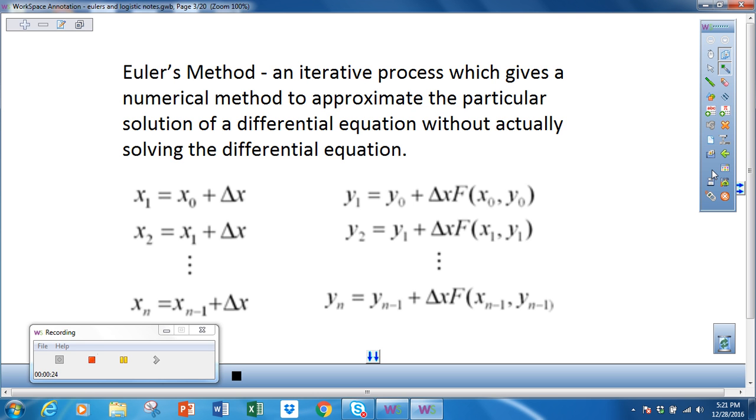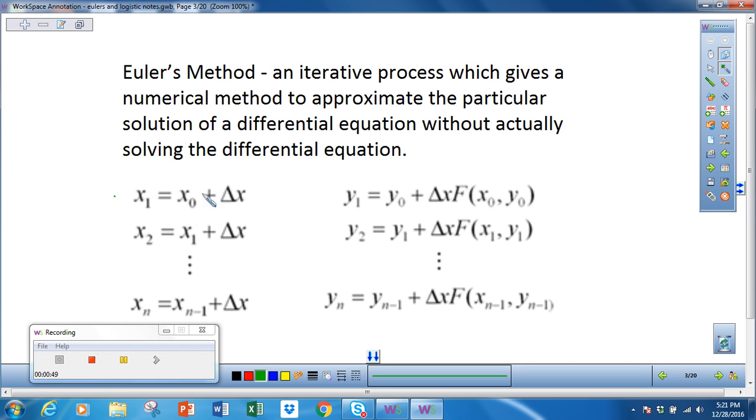So this is actually what Euler's method is. It's an iterative process which gives a numerical method to approximate the particular solution. I've given you the formula here, and I know this makes very little sense to you, but I promise you as we do many of them, it's pretty simple.